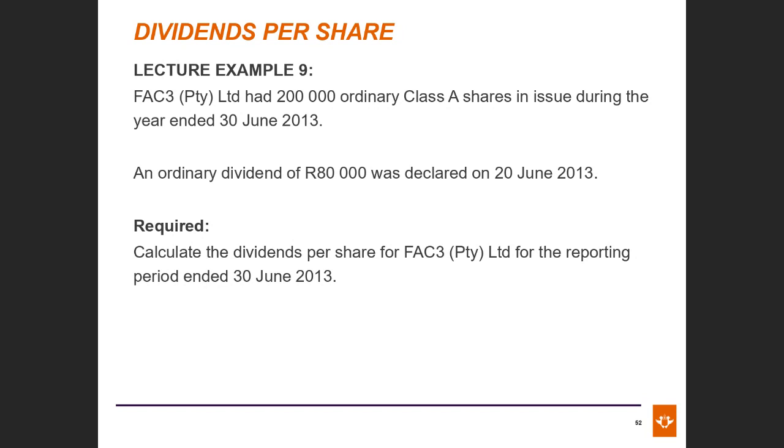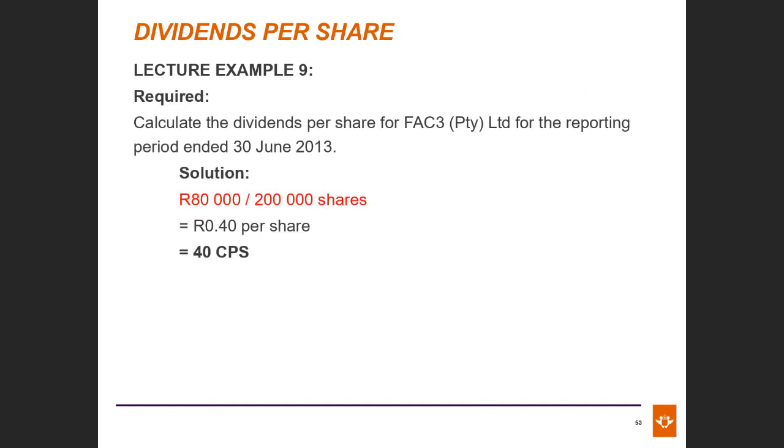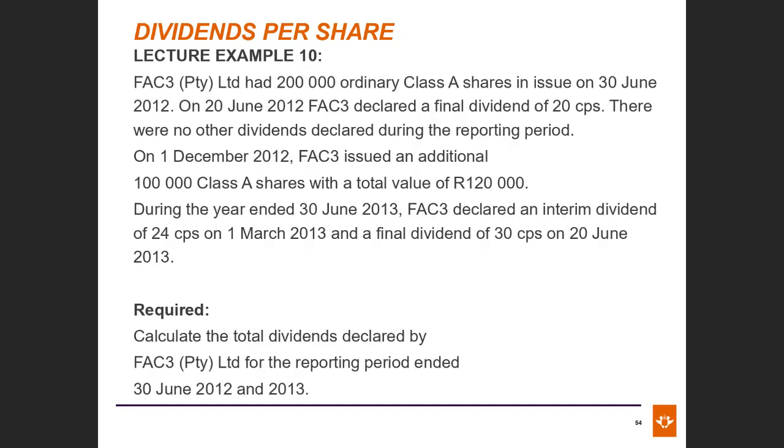Okay, so you guys are all correct. The dividend per share is calculated by taking the 80,000 Rand, which represents the total ordinary dividend that was declared, and dividing it by 200,000 ordinary Class A shares. That will give us a dividend per share of 40 cents. You are 100% correct. That was quite straightforward. Let's go to the next example, where it gets slightly more complicated.